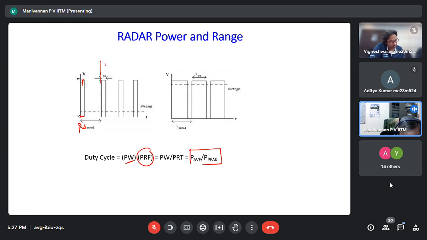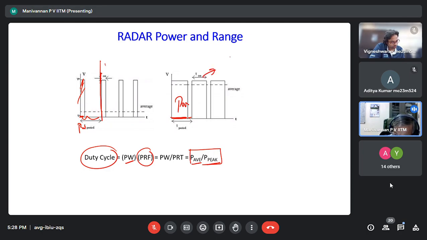So average power is calculated for the entire duration. The area under the entire curve is the average. Which will be bigger? P average will be bigger because of large on time and very small off time. Correct? So the duty cycle is decided by P average by P peak. That varies depending on how long you are transmitting and how long no power is transmitted in pulse radar.